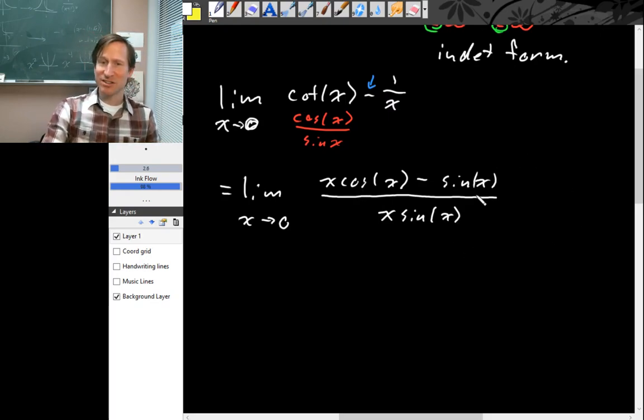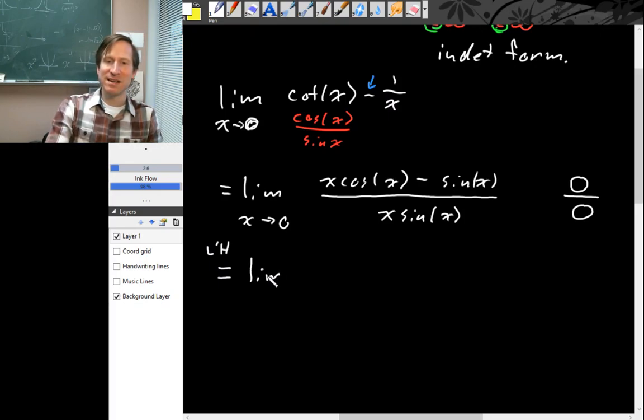Okay, quick check just to make sure we're getting an indeterminate form here. As x goes to 0, this first part of the numerator is going to give us 0 because of the x. The second part of the numerator is also going to give us 0 because sine of 0 is 0. So in the numerator, we just get 0. And in the denominator, as x goes to 0, we get 0 times sine of 0, that's 0. All right. So now we're in a situation where we have a quotient indeterminate form 0 over 0. So now we can use L'Hopital's rule.